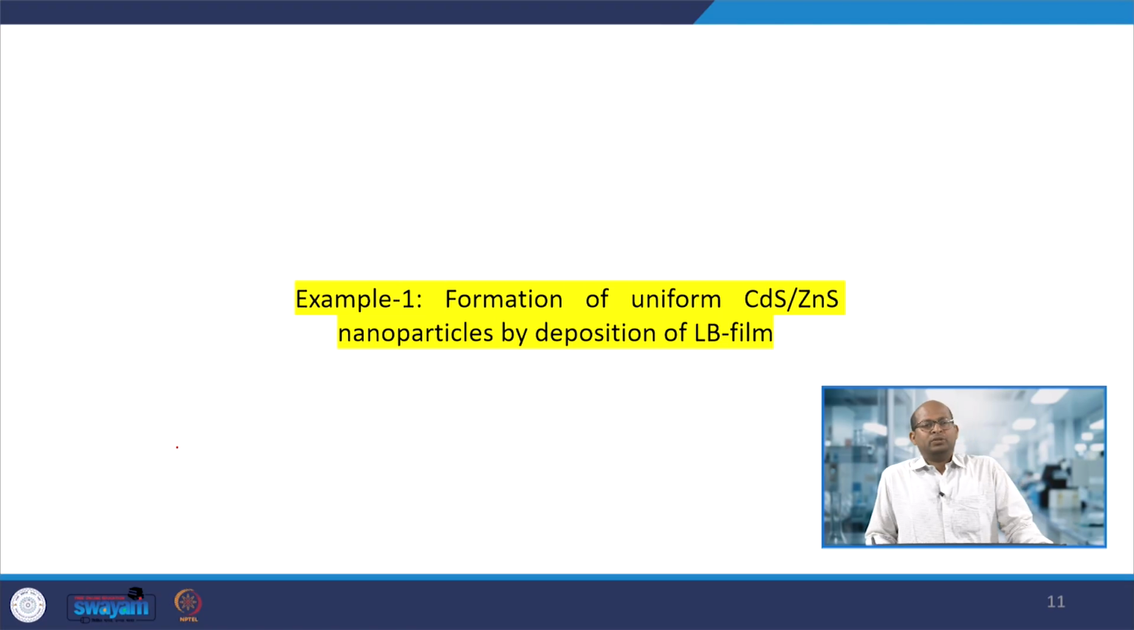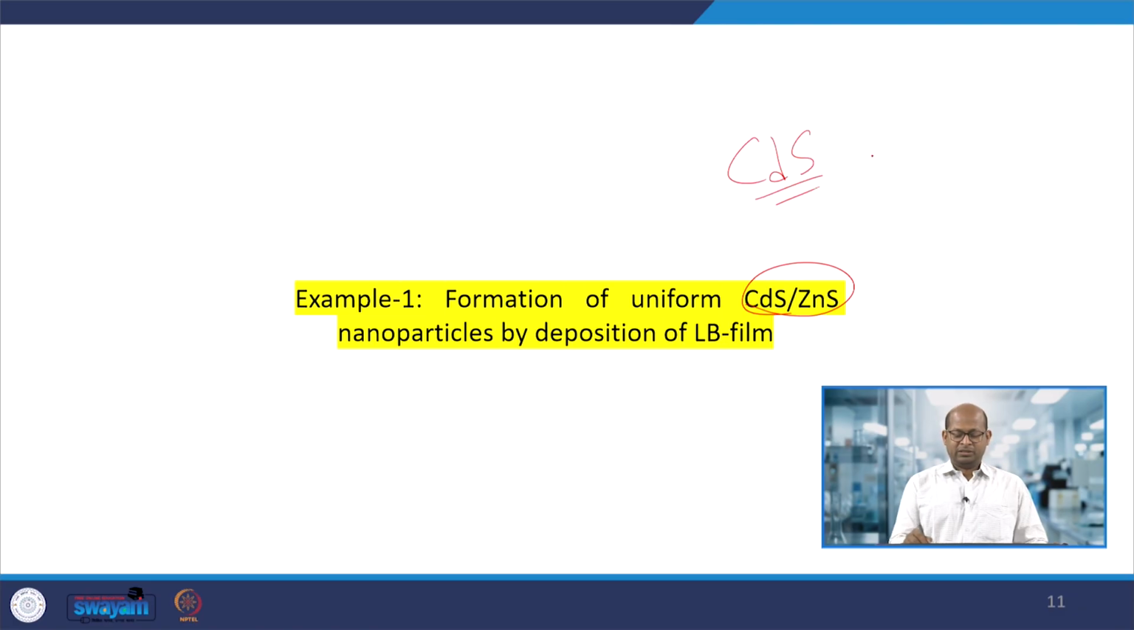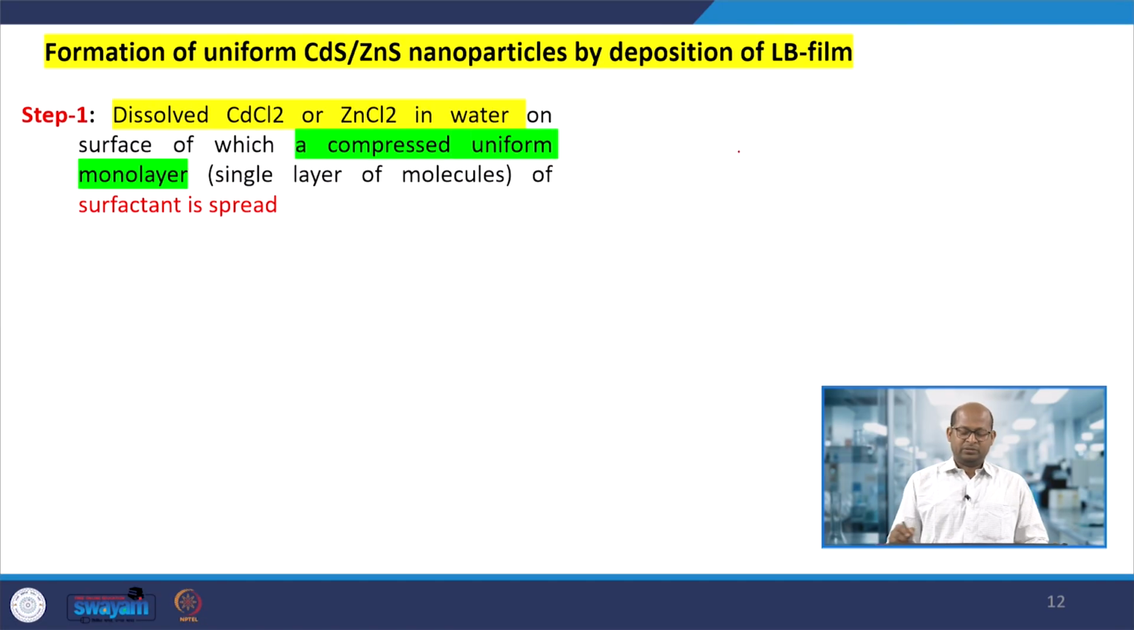Okay. So now we'll give some examples of how this technique can be used for preparation of nanomaterials of CdS or zinc sulfide by using this LB deposition. So here initially we say that our product is this or this. Then we have to consider initially a cadmium precursor or a zinc precursor, that may be any metal chlorides or nitrates, whatever, and we have to dissolve it in water.